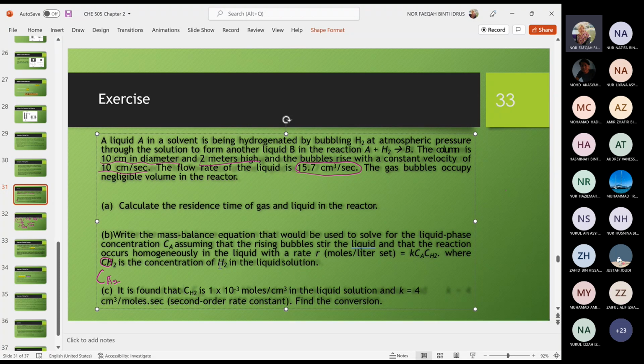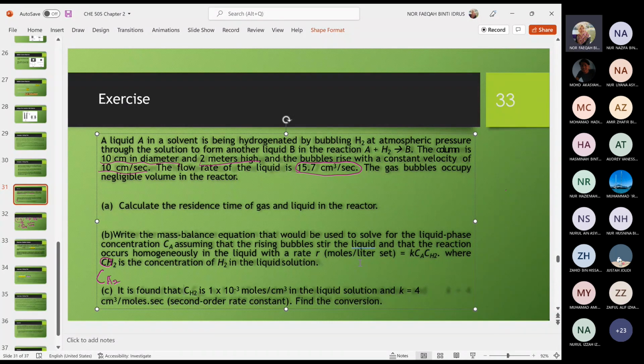So it has already been stated in the question. Reaction occurs homogeneously only in one phase, in the liquid. So the reaction does not occur in the gas phase. The rate equation is given. It asks you to just write the mass balance equation. Which mass balance equation? The overall general mass balance equation.